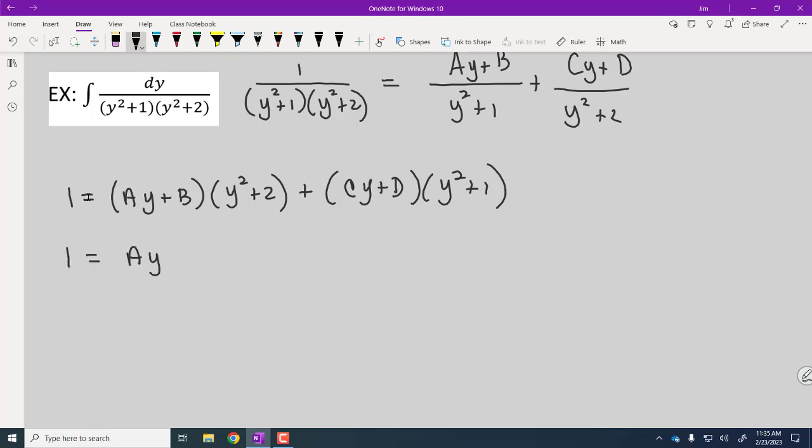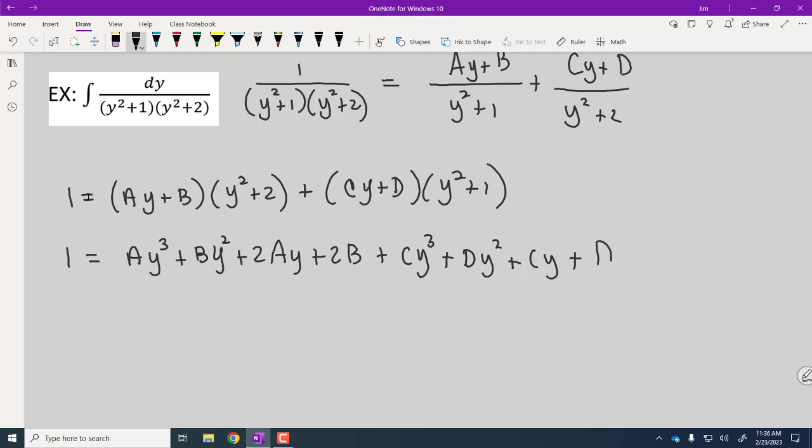This is going to be ay cubed plus by squared. I'll write it in descending order, plus 2ay plus 2b. And then over here we'll have cy cubed plus dy squared plus cy plus b. So there is our PFD equation.